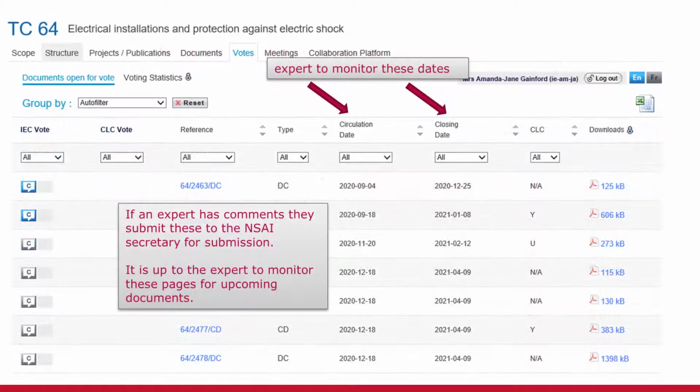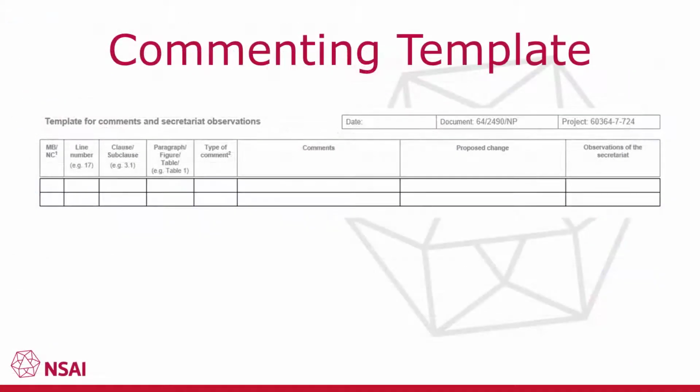For IEC committees, it is up to each individual member to monitor these vote pages and the closing date for submissions of votes. If, as an expert, you wish to submit a comment or vote against a document, you need to contact your NSAI Standards officer and have completed the commenting template. Next slide. This is an example of the commenting template.